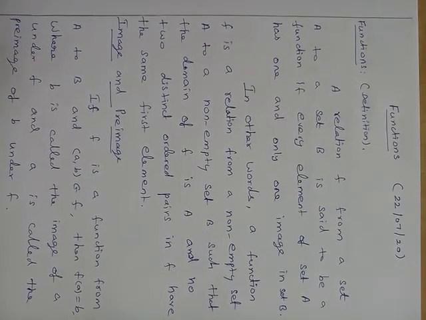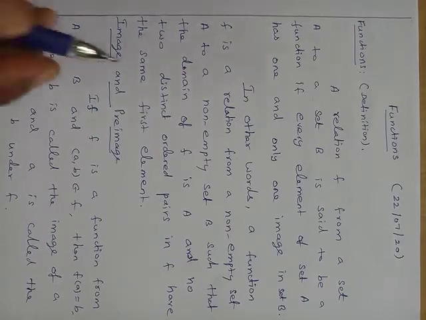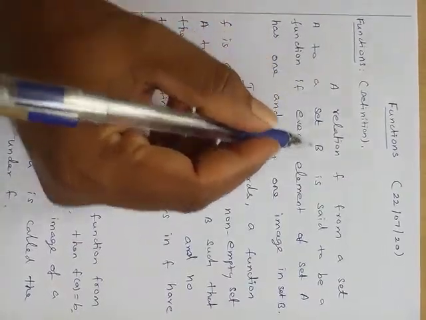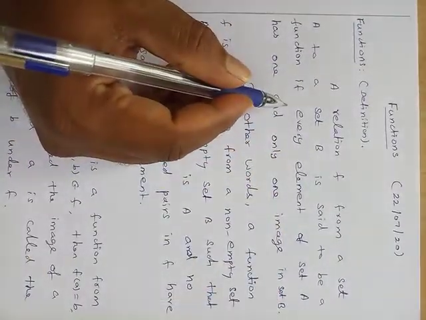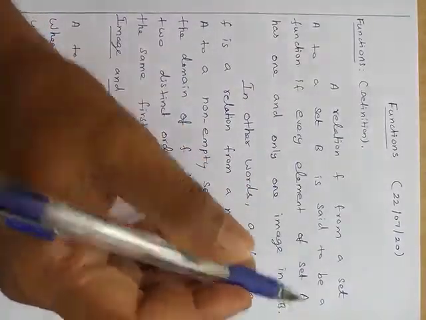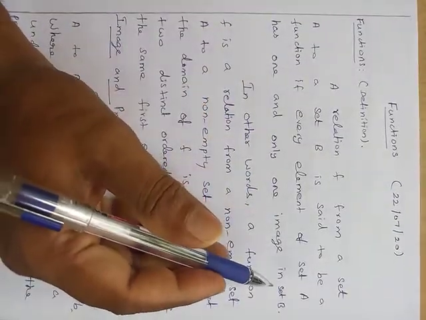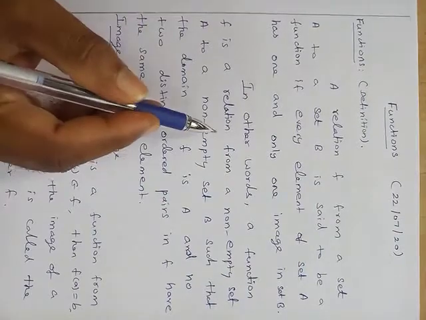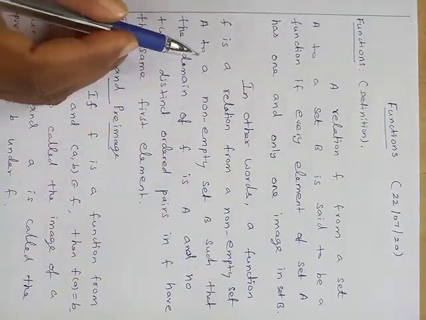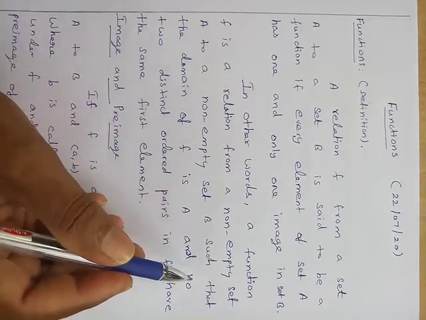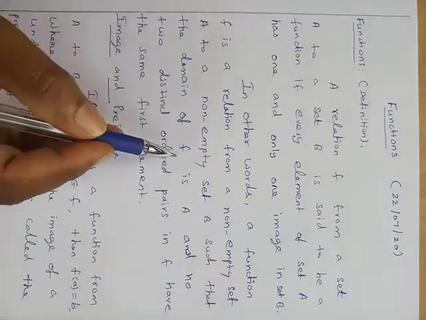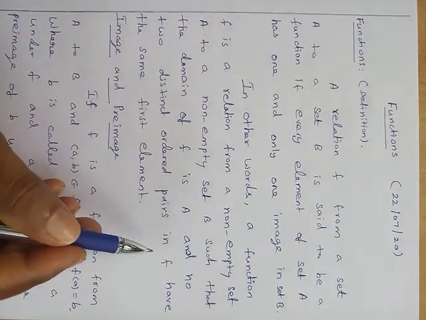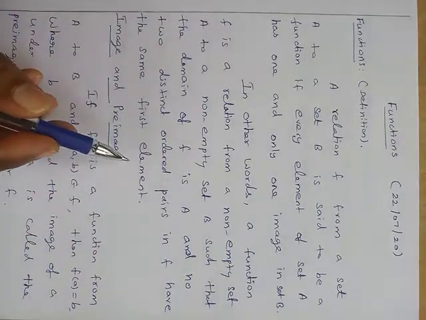Today's topic: functions. First, the definition of a function. A relation f from a set A to a set B is said to be a function if every element of set A has one and only one image in set B. In other words, a function f is a relation from a non-empty set A to a non-empty set B such that the domain of f is A and no two distinct ordered pairs in f have the same first element.